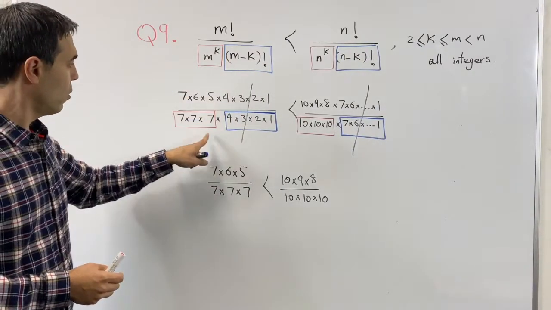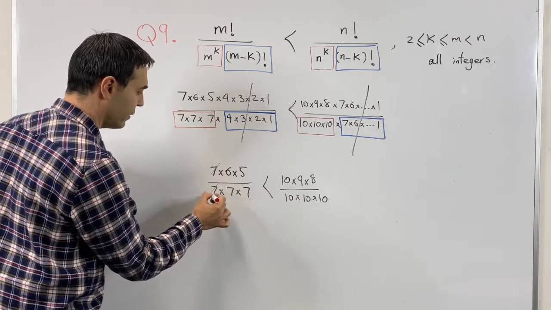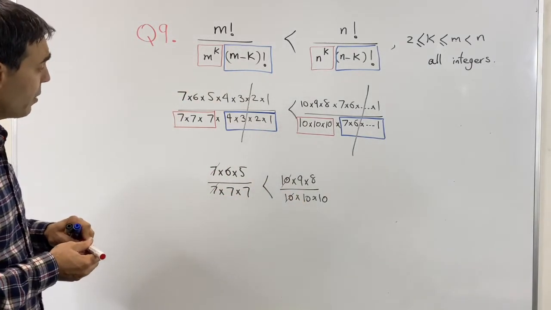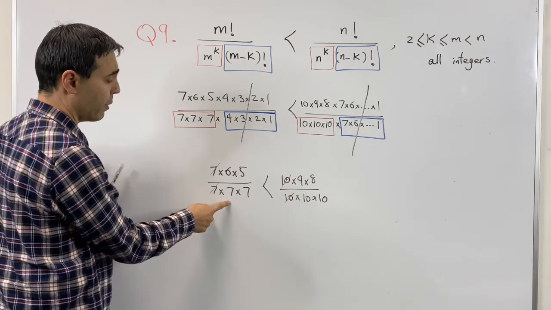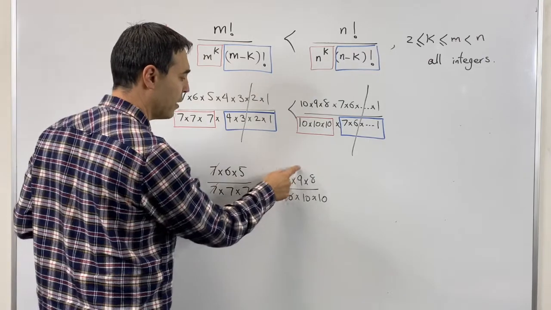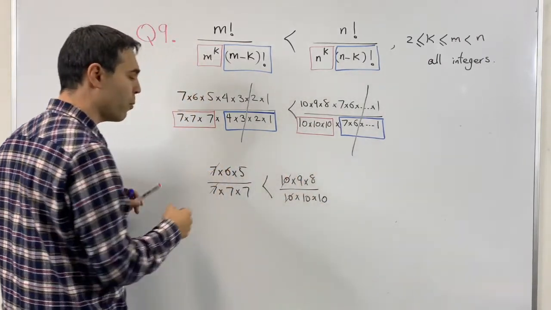Okay, so I just write what's left. And again, we know the 7, 7, 10, and 10 cancel each other out. And the only thing that we have is 6 divided by 7 times 5 divided by 7 is smaller than 9 divided by 10 times 8 divided by 10. So we have to show this.